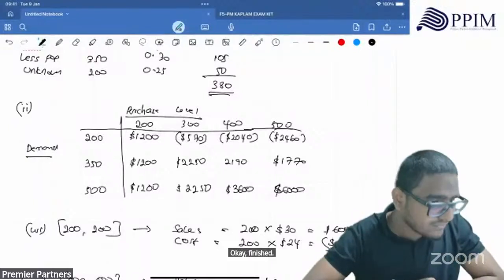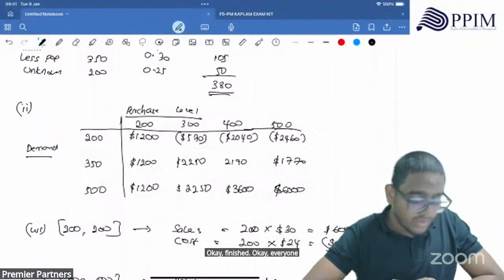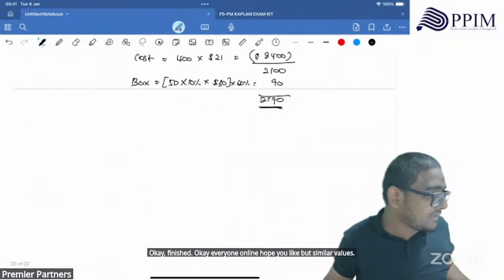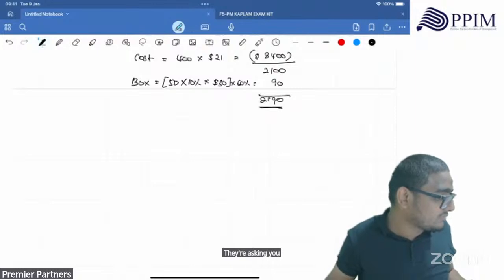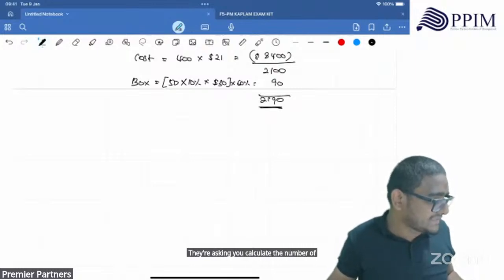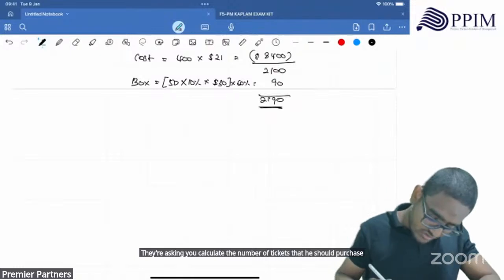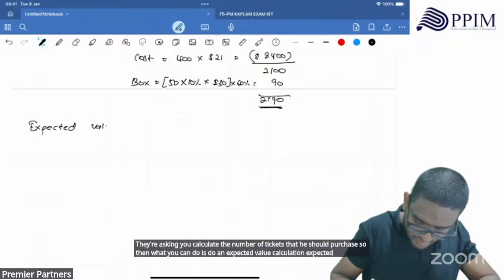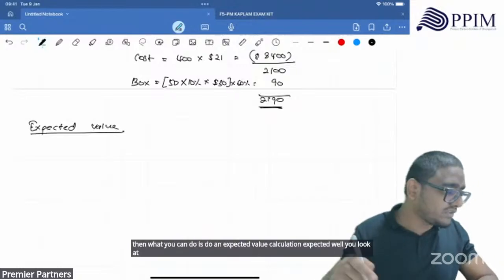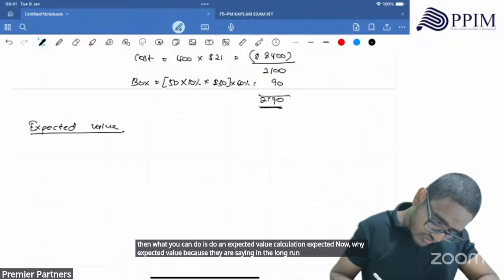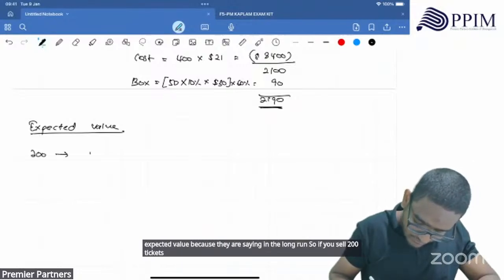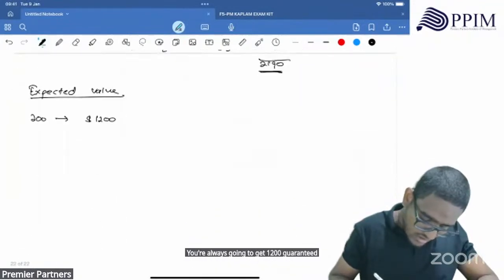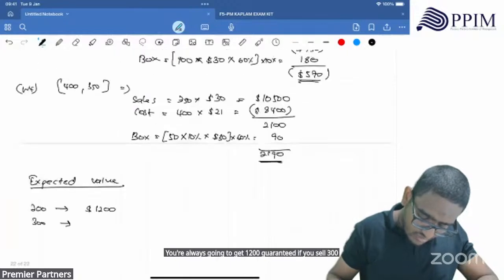Finished. Okay, everyone online, hope you all have got similar values. Now they're asking you to calculate the number of tickets that he should purchase. So what you can do is an expected value calculation. Why expected value? Because they are saying in the long run. If you sell 200 tickets, you're always going to get 1,200 guaranteed. If you buy 300 tickets, what is your outcome going to be?